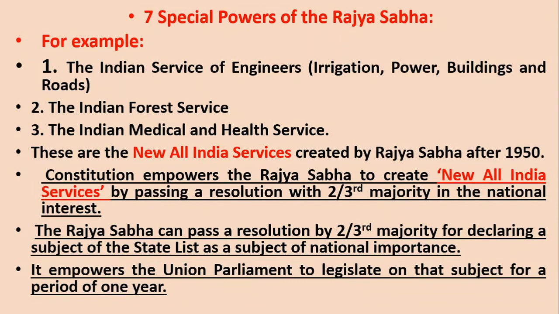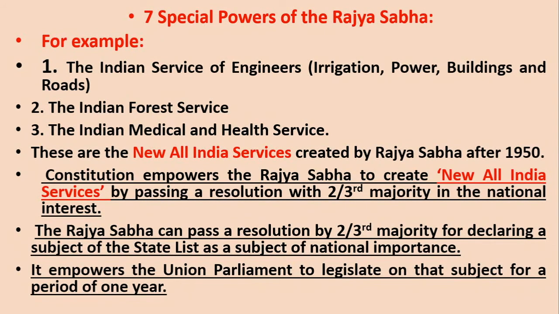The constitution empowers the Rajya Sabha to create new All India services by passing a resolution with two-thirds majority in the national interest. Means these services can be created with two-thirds majority, that is 66% of votes. If they approve it, then these new All India services can be created.